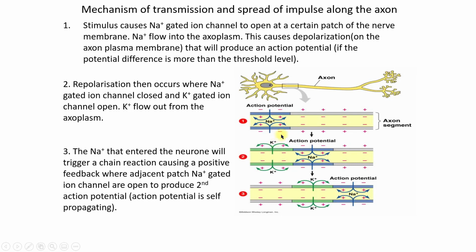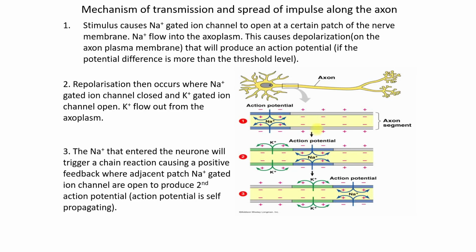Now, what happens to the sodium ions that flowed in initially in the first patch? The sodium ions that entered the neuron in the first patch will trigger a chain reaction that causes a positive feedback. The adjacent patch, the second patch, will have its sodium ion channels open to produce a second action potential.